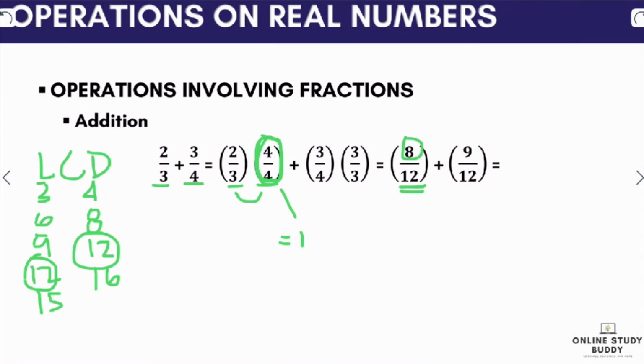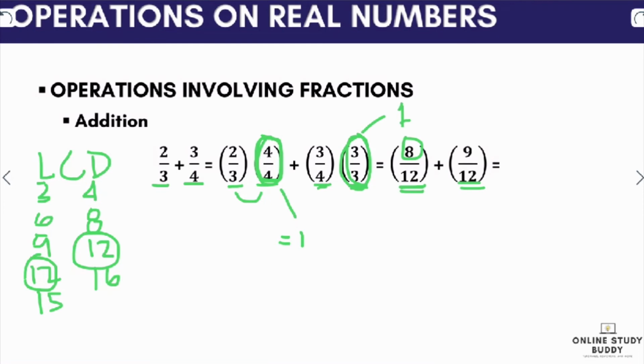Similarly, for the next fraction, 3/4, we need to multiply 3 sa 4 para makakuha tayo ng 12. Pero since nag-multiply tayo ng 3 sa denominator, mag-multiply din tayo ng 3 sa numerator para yung overall effect niya, parang 1 lang yung minultiply natin sa 3/4. So, we have 3 times 3, 9 over 12.